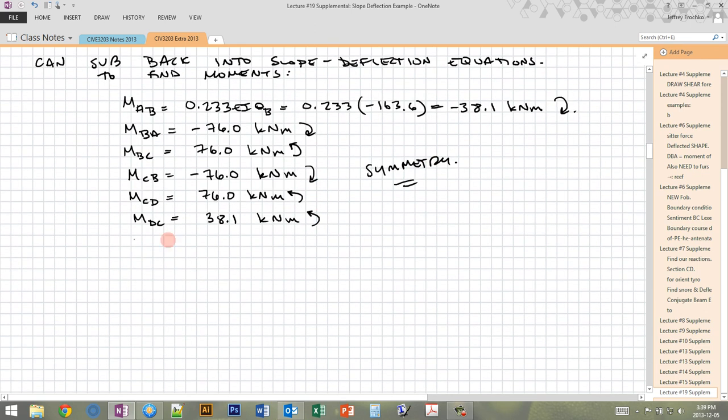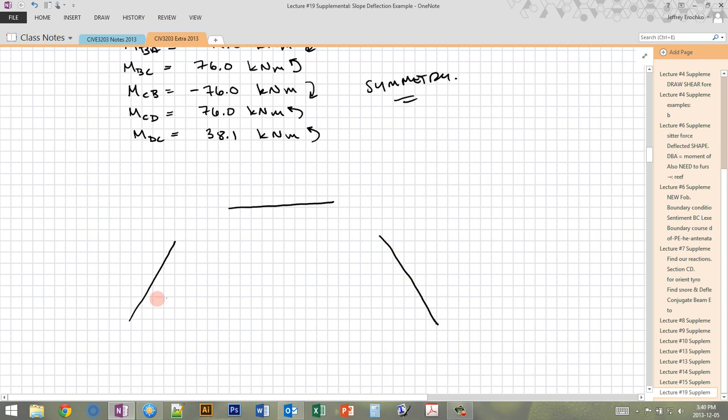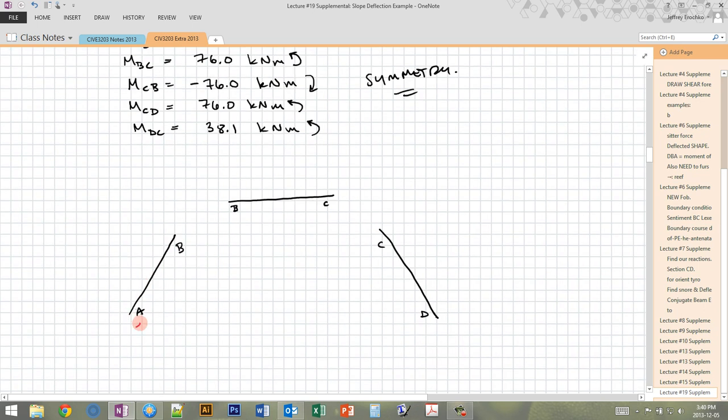So now we basically know the whole story because we have all of the moments. So if we draw our structure again, we can draw it with the moments on. I can explode the structure into the different pieces. Now if this is AB, okay, and this is BC, and this is CD, okay, now I can actually just draw those moments on here. So at A, MAB is 38.1, which is clockwise, so that means it looks like this.